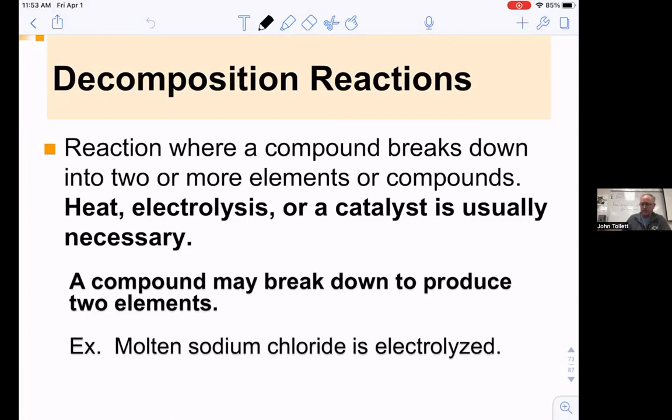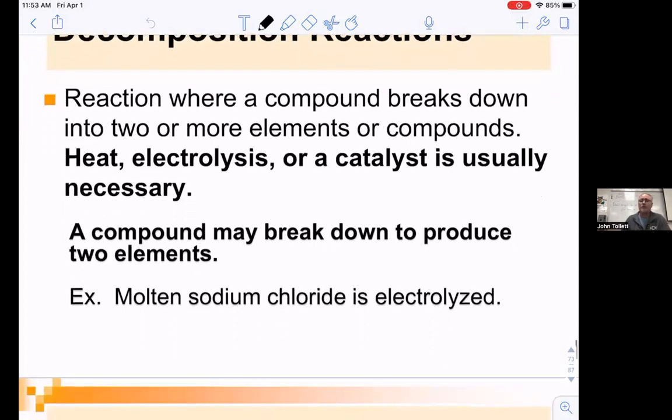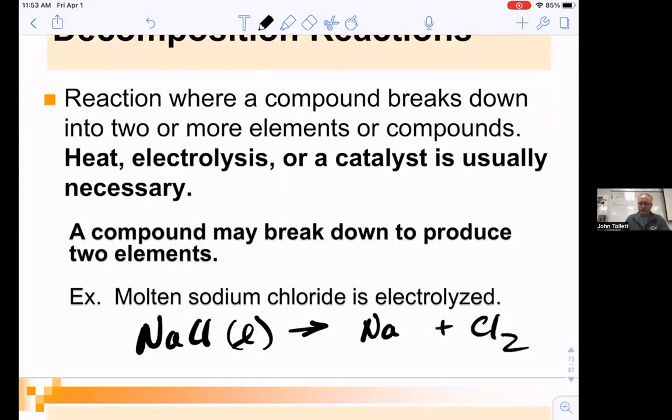So here we have molten sodium chloride being electrolyzed. So I would have NaCl, and molten would be in the liquid state. You wouldn't have to necessarily say that. It is going to break up into solid sodium and chlorine gas, and you would go back and balance with some 2's there. This would be a solid. This would be a gas.